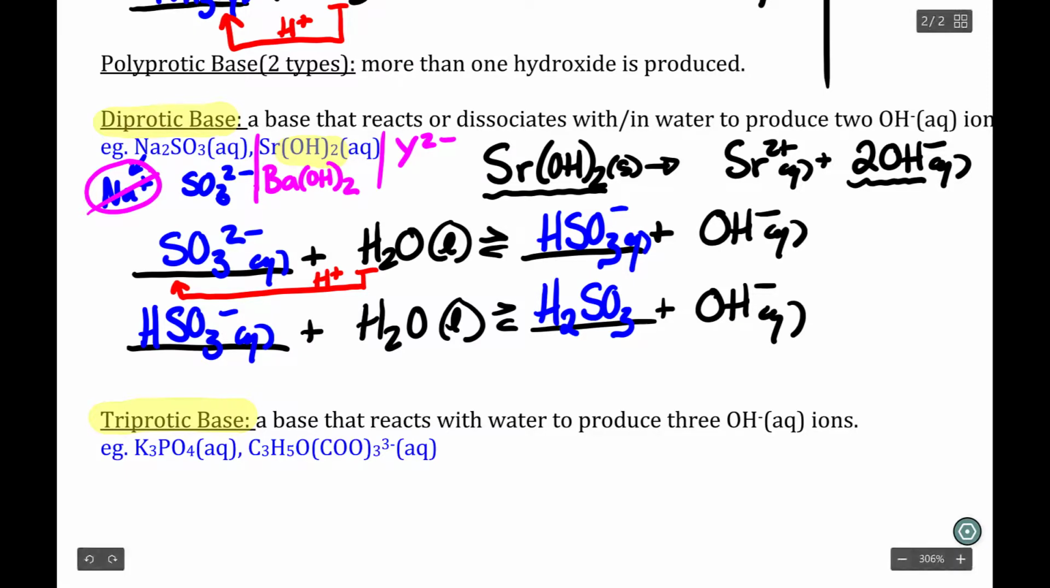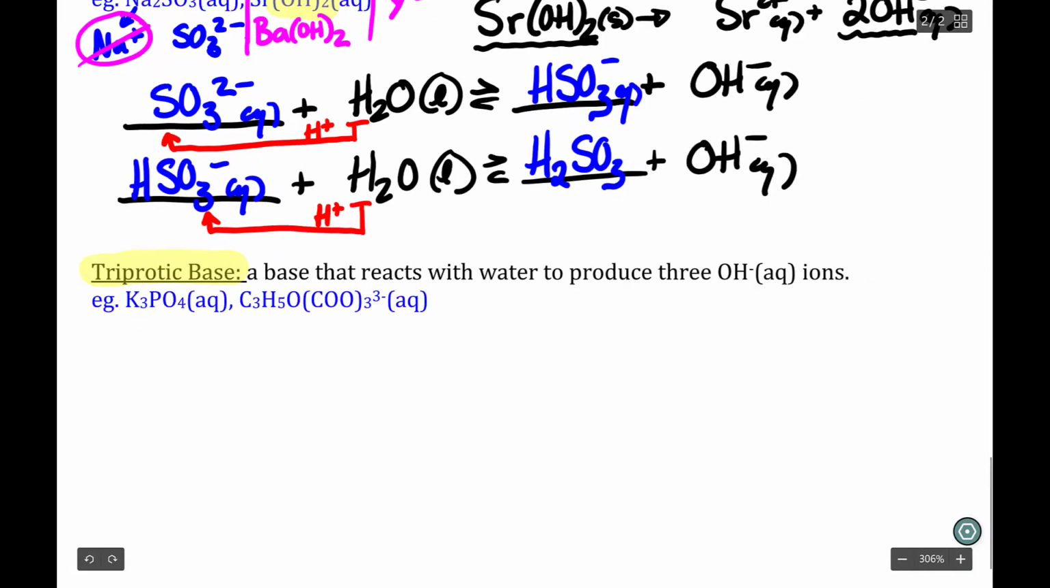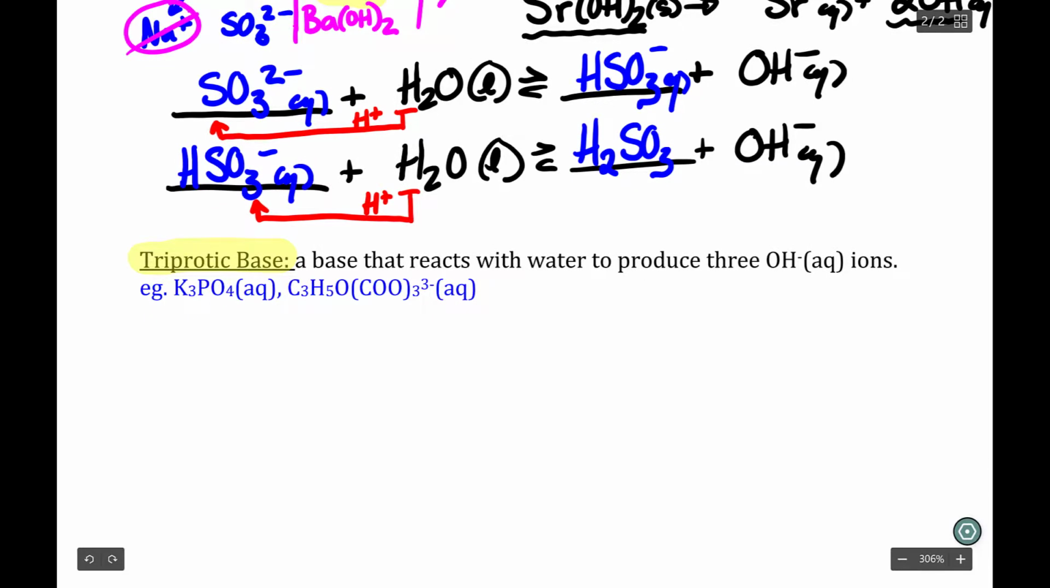And the same thing applies. Each time this step happens, it ionizes less and less. So the second step happens even less than the first one. Off to triprotic. So by this time, I think we're probably getting into the hang of it. What we're looking for here is something with a 3 negative charge. And I don't have a highly soluble hydroxide compound that has a 3 on it, something like aluminum hydroxide, Al(OH)3. It's not highly soluble, and so I wouldn't include it here.